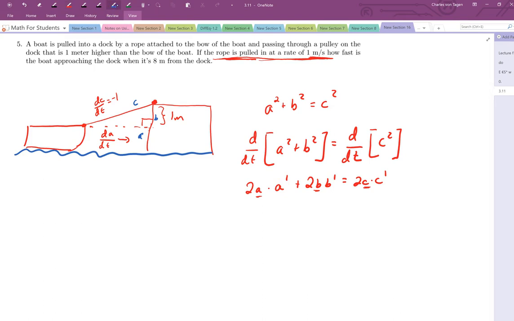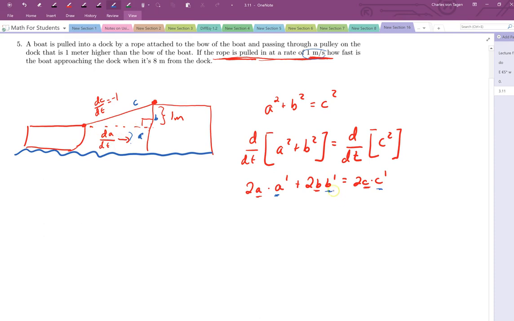So we have these three rates of change here. We have a prime, b prime, and c prime. We know what c prime is, right? C prime tells us how the hypotenuse is changing, and we know that that's decreasing at 1 meter per second from the given statement up here. So we know how c prime is changing. We don't know a prime, and that's precisely what we were asked to find. What is dA/dt? How fast is the boat approaching the dock?